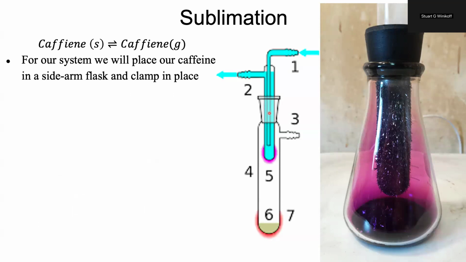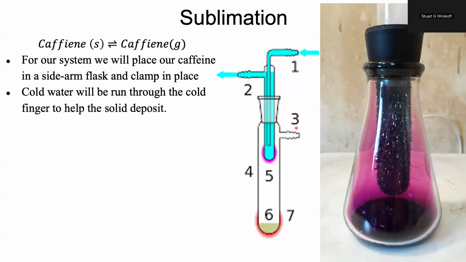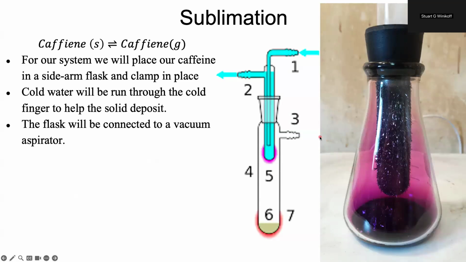So what we're going to do is place our caffeine into a sidearm flask, which looks rather like this Erlenmeyer flask on the right. The only difference is it has a tube on the side where you can hook up a vacuum line. We're going to then run cold water through that cold finger. So again, using the water line in your hood, this should help that solid deposit as it sublimates off from the bottom. The flask is going to be connected via that sidearm to a vacuum aspirator.